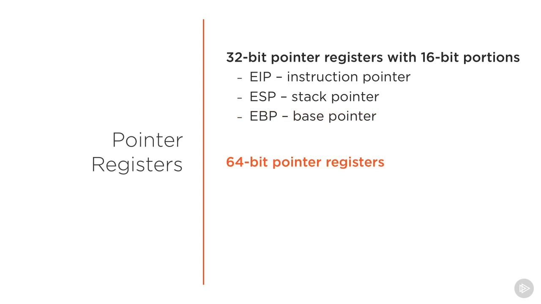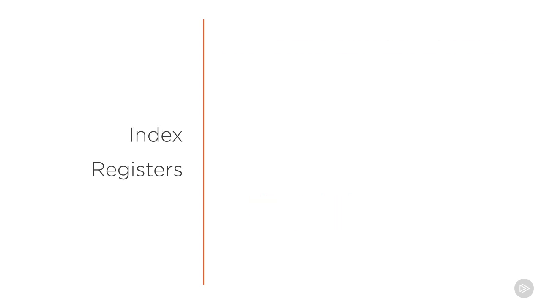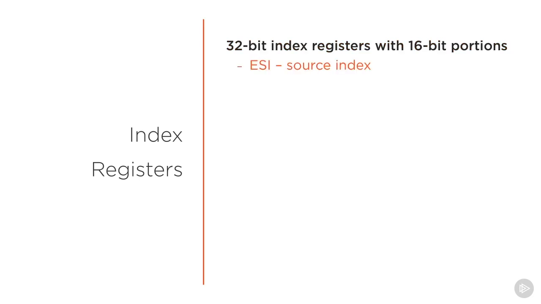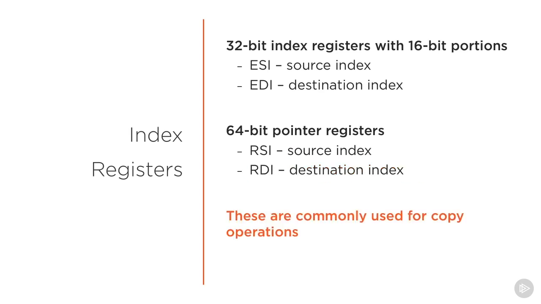Very similar on a 64-bit system, we have 64-bit pointer registers. These serve the same exact purpose, except that they're 64 bits instead of 32. RIP is the instruction pointer, RSP is the stack pointer, and RBP is the base pointer. Next up, we have index registers. On a 32-bit system, this is ESI, which is the source index, and EDI, which is the destination index. Very similar on 64-bit architecture is RSI and RDI. These registers are commonly used for copy operations. A pointer, or memory location, is moved into the source index. Whatever data is contained in that memory is then copied to the destination index.